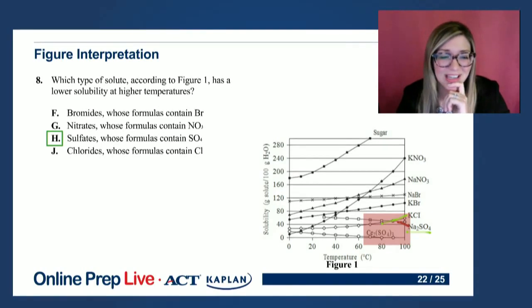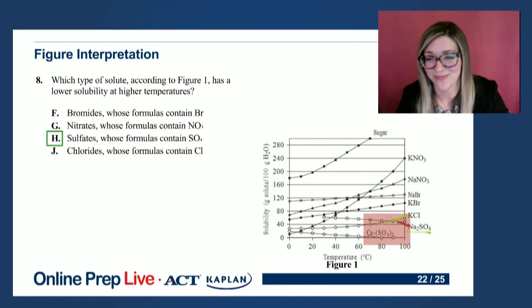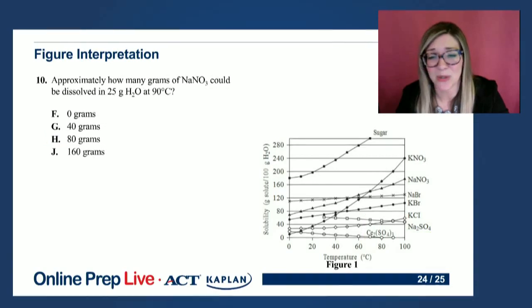All right, I want to look at one more question, okay? This is going to be the hardest one we're going to look at tonight, so get ready for it, but I know you guys can do it. Question 10. Approximately how many grams of NaNO could be dissolved in 25 grams of water at 90 degrees C? Our answer choices are numbers.